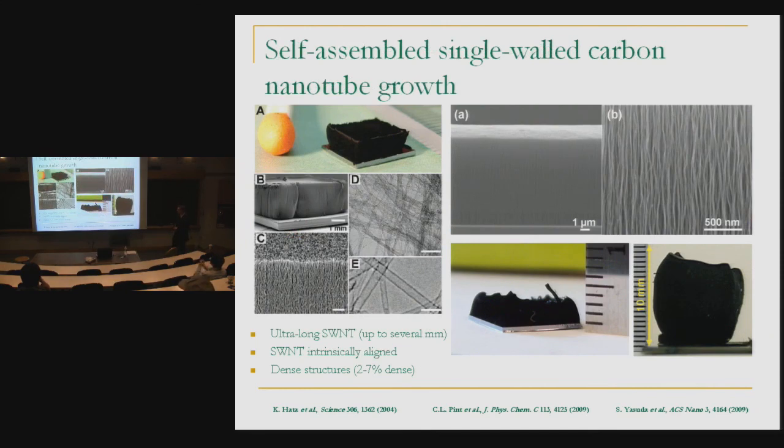Well, what I've really come to build up is the ability to grow single-wall carbon nanotubes in these self-assembled, vertically aligned carbon nanotube materials. And so the idea is this. We grow them from a flat silicon wafer. And the magic to this is just depositing a 10-nanometer thick layer of alumina and then depositing a very thin layer of iron on top.